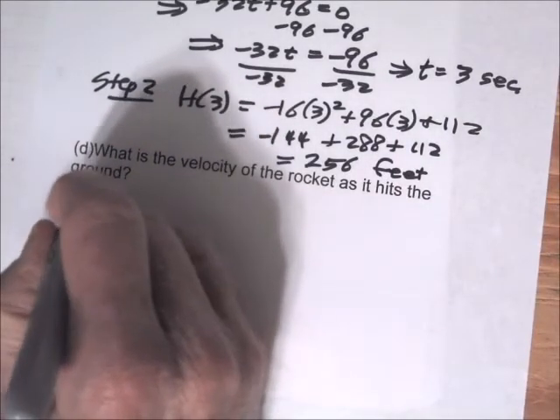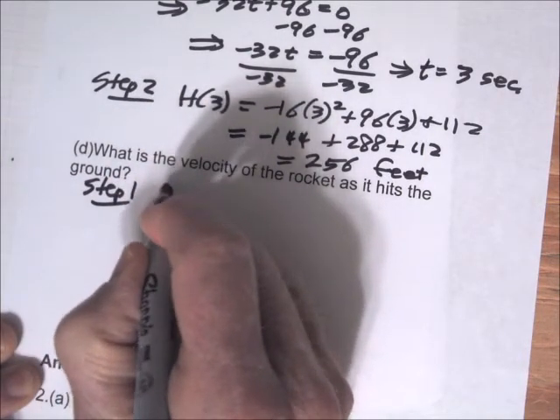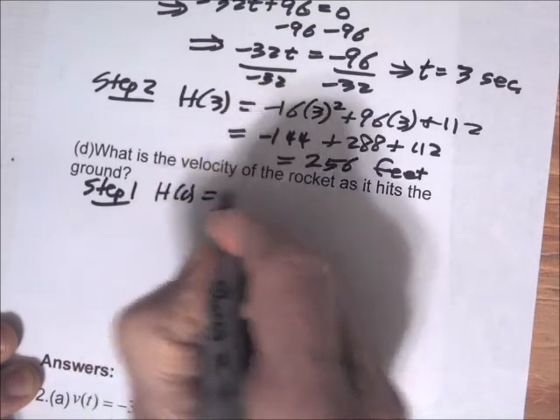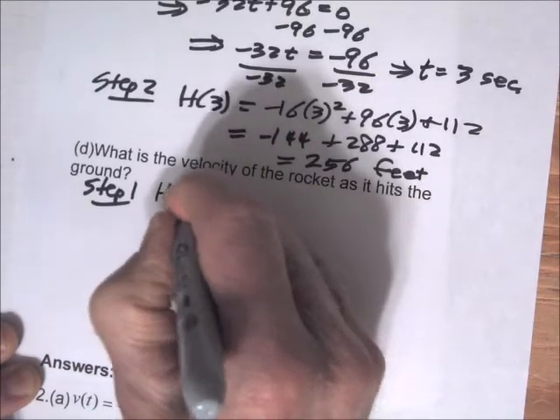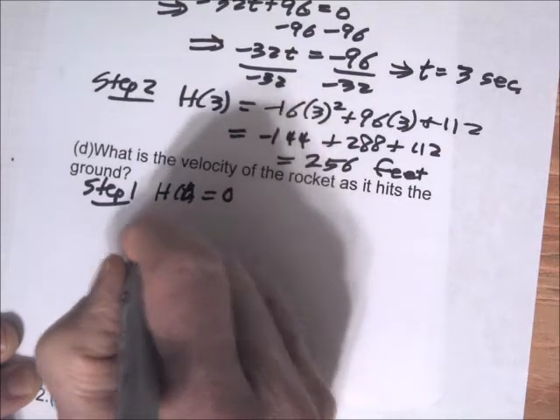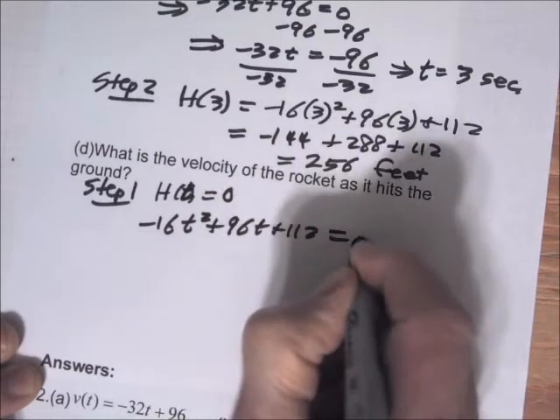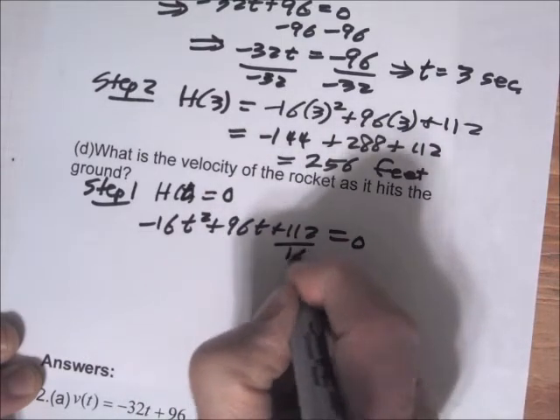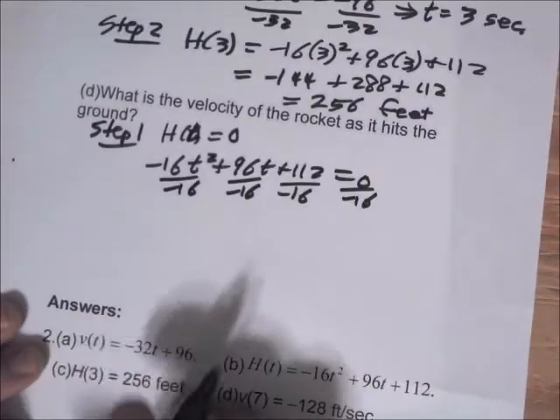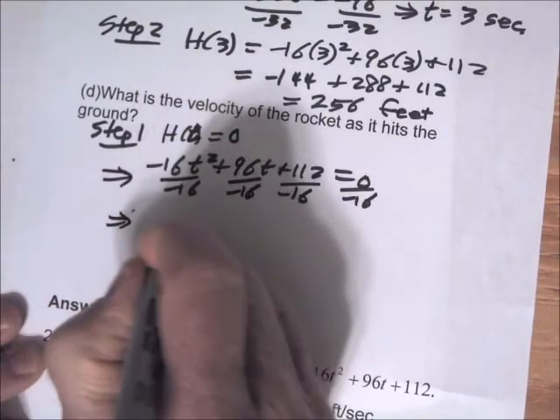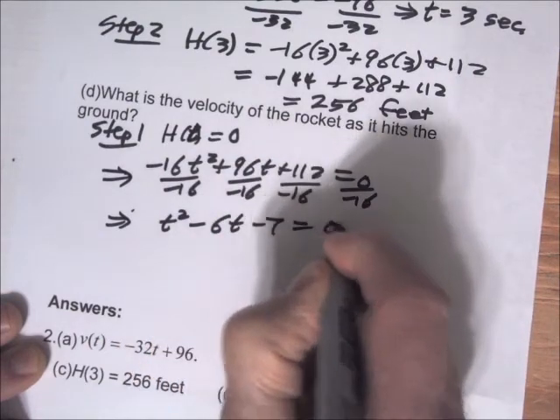So step 1, it hits the ground when the height is 0. So h of t equals 0, so that means that minus 16t squared plus 96t plus 112 equals 0. I think everything's divisible by negative 16, so let's divide by negative 16 just to make the numbers smaller. And we'll get t squared minus 6t minus 7 equals 0, and we can factor that.